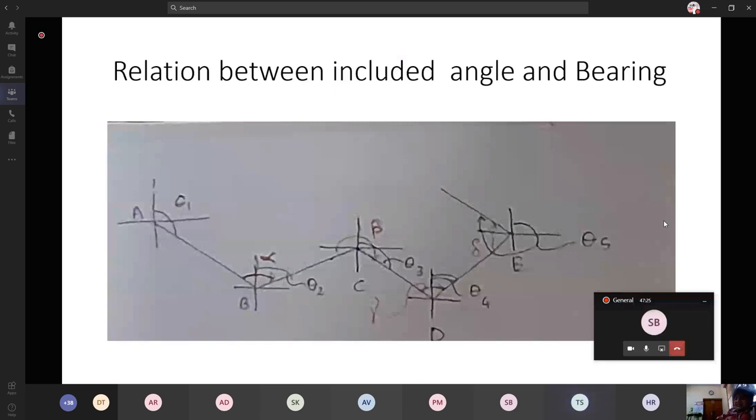In the earlier cases, minus 180, sir. No, theta 5, what is theta 5? EF with reference to the north. Plus 180, sir. Plus 180. There is a difference there. So now you have to formulate a general rule. What is the general rule?